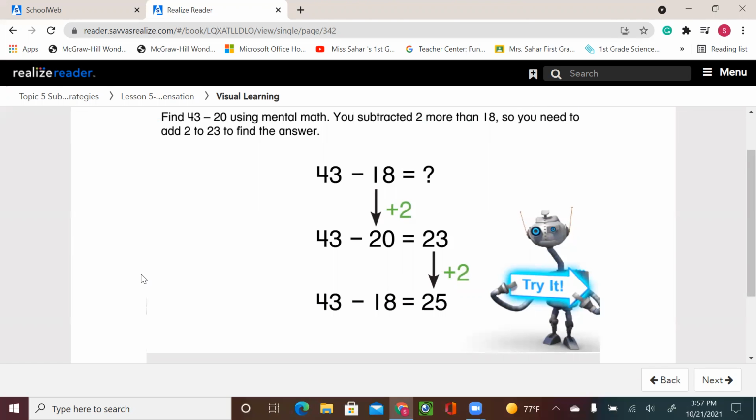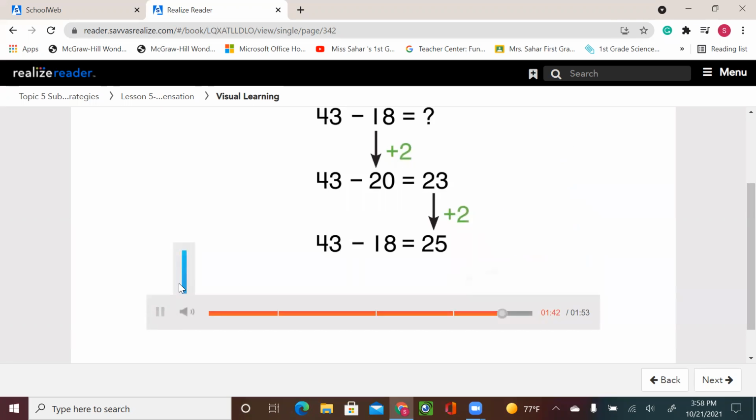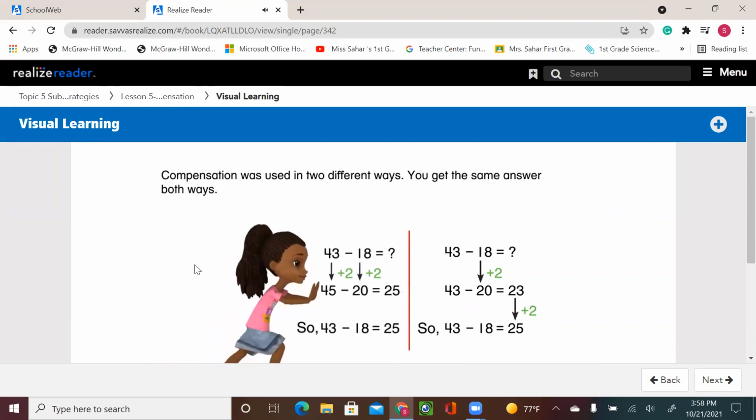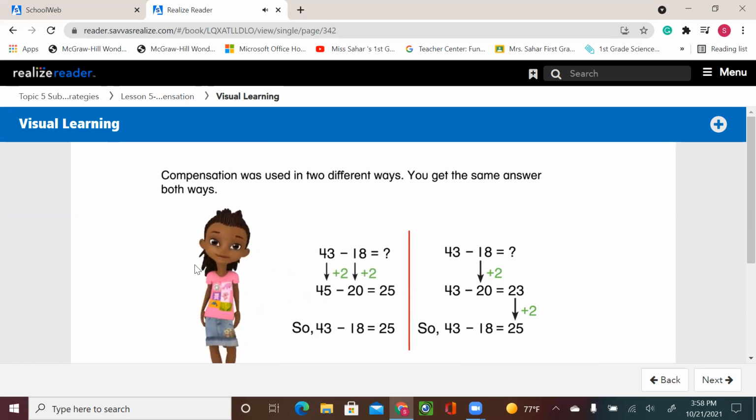So now we have two ways. Either you add 2 to both addends, because it's easy to subtract with the number with 0, or the second strategy, you add 2 to the first addend, and then when you get your answer or your difference, add 2 more. Compensation was used in 2 different ways. You get the same answer both ways.